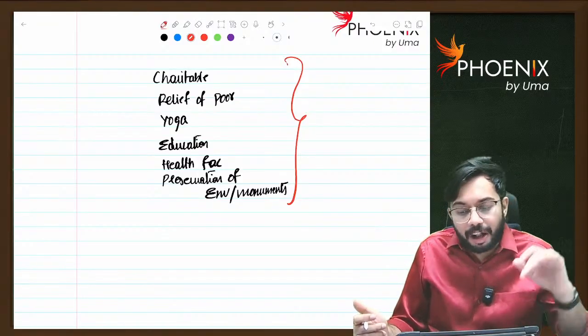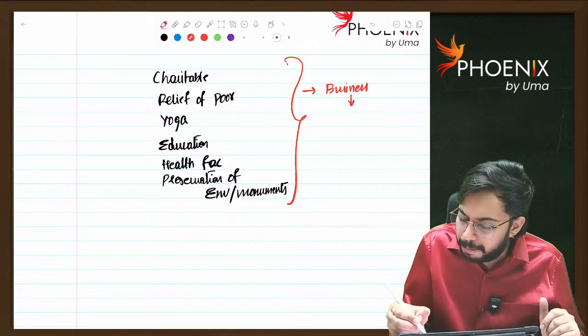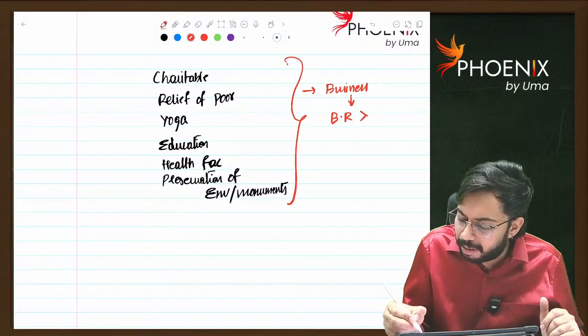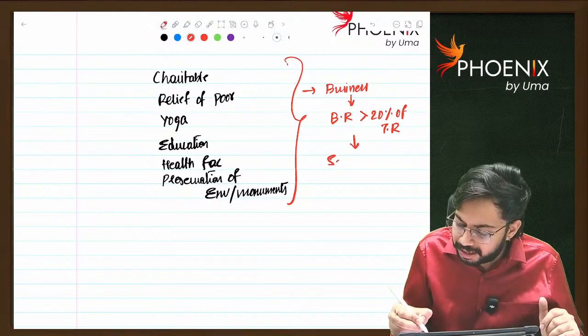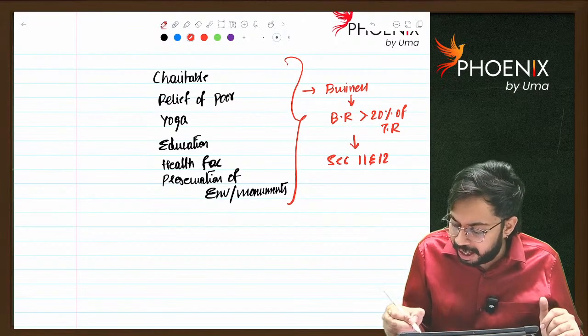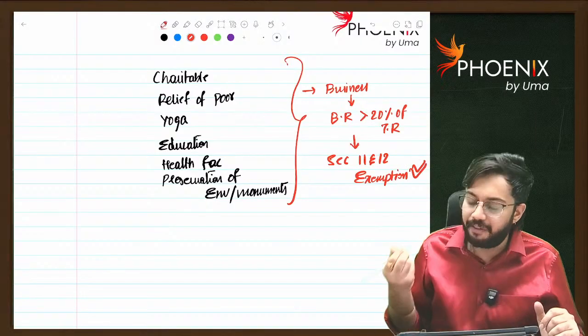So in all these cases, if you do business, and in the business, if business receipts are more than 20% of total receipts, then also section 11 and 12 exemption is still available.